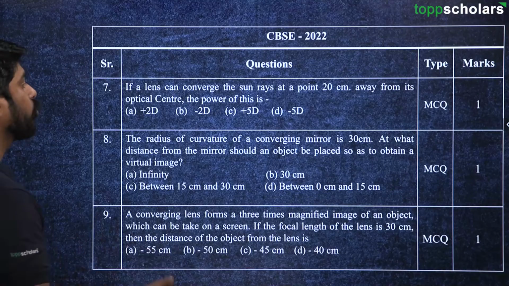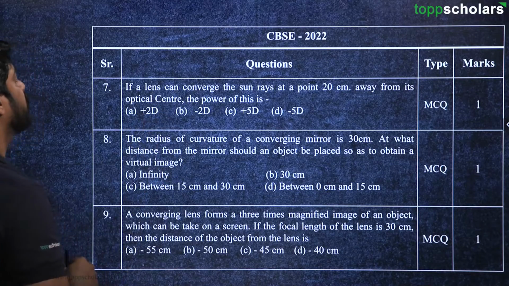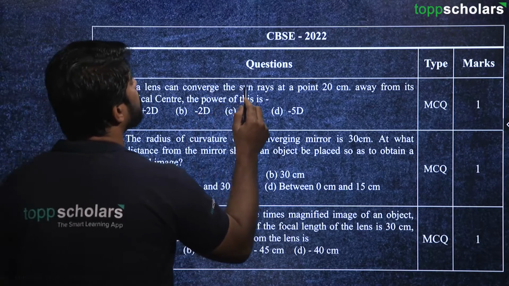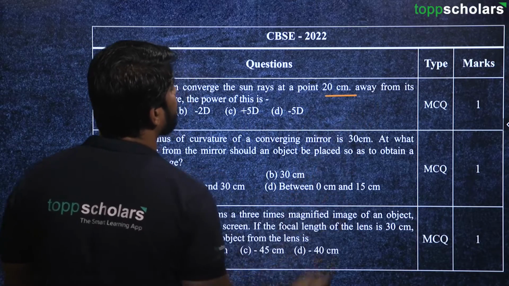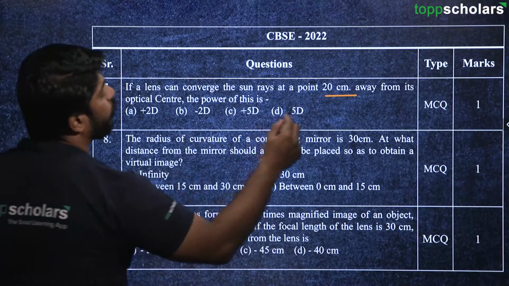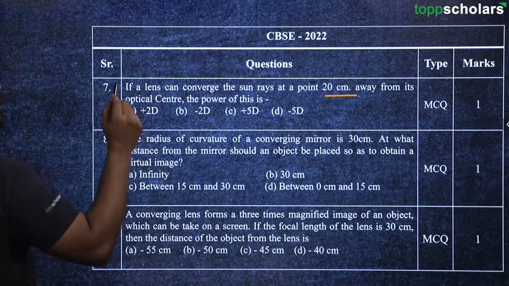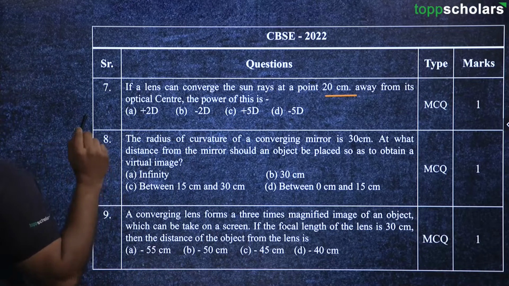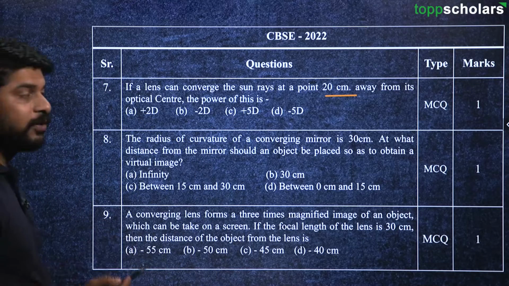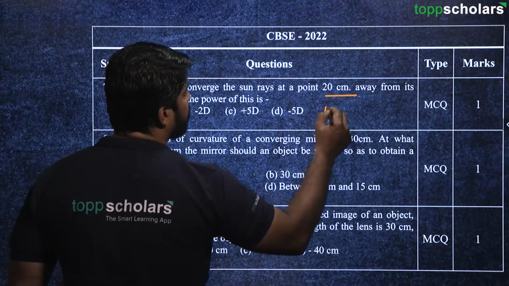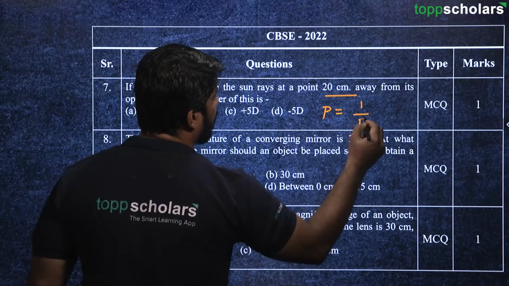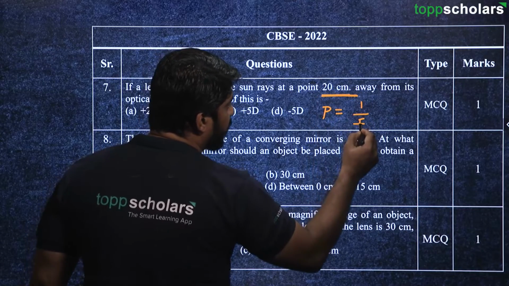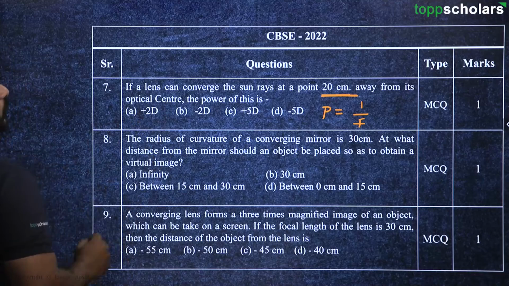Here are some more questions. You can easily solve these questions. If a lens can converge the sun rays at a point 20 centimeters, that means it's the focal length, away from its optical center, what is the power of this lens? This is quite a simple question. We can use the formula: power is equal to 1 upon F. Here is F, but we have to first convert this into meters and put it here. Then you can calculate this. Moving on to the next.